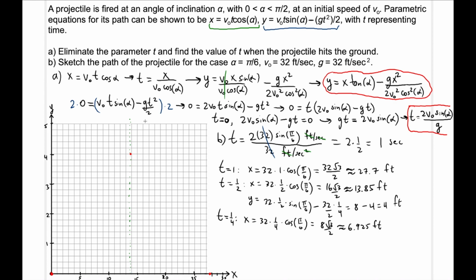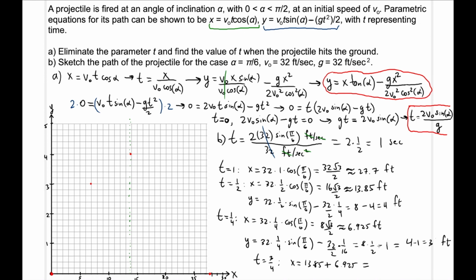4 radical 3, and let's find the y there. So when t is equal to 3/4, you can just add the 6.925 to this value. That will be 20.775 feet. All right, so that's the x distance. Notice that the y is equal to 3 feet there because of symmetry. 20.775, that's about here. So I would say like right here.